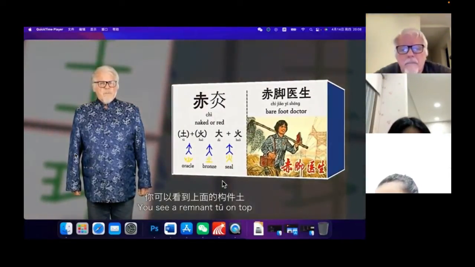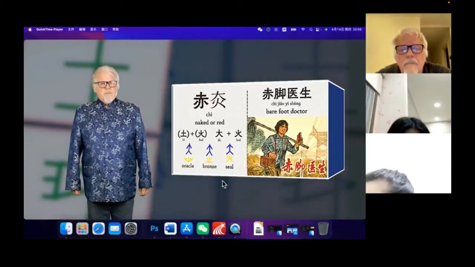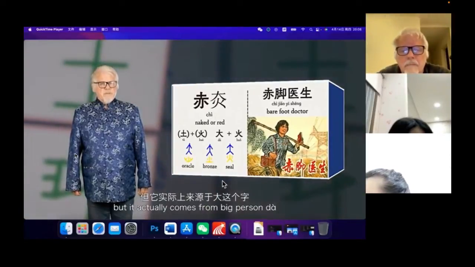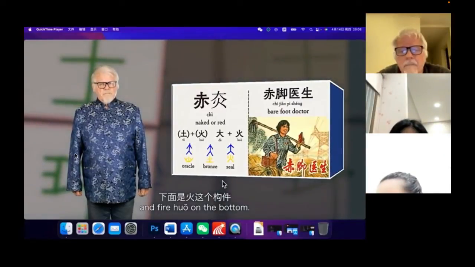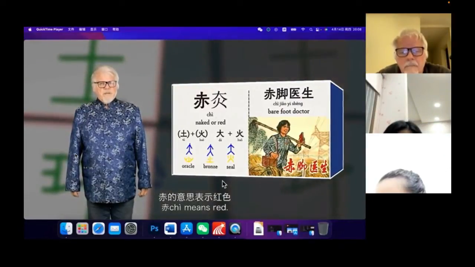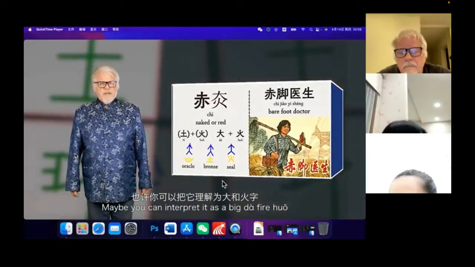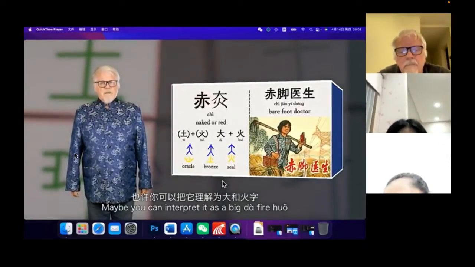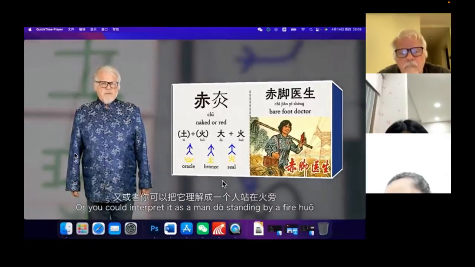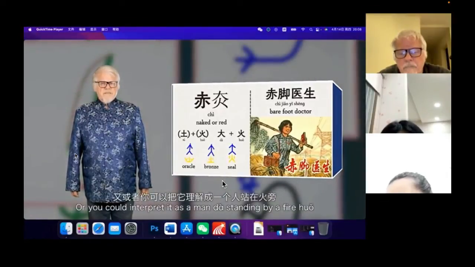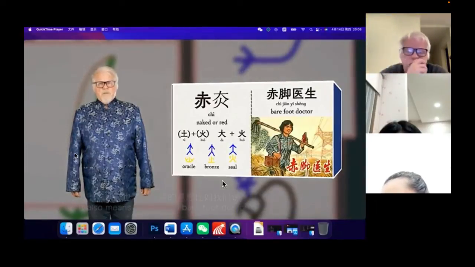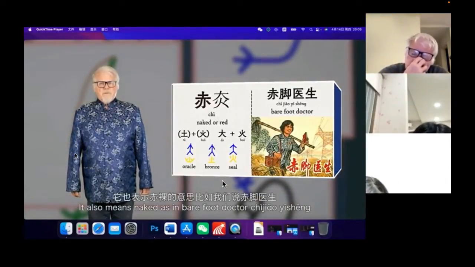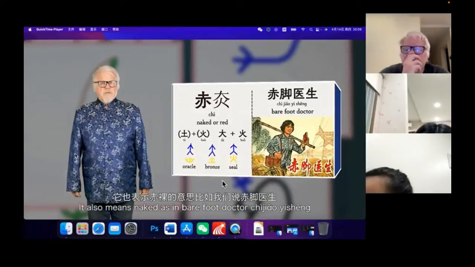You see a remnant tu on top, but it actually comes from a big person, da, and a fire, huo, on the bottom. Chi means red. Maybe you can interpret it as a big fire, or you could interpret it as a man, da, standing by a fire, huo. It also means naked, as in Barefoot Doctor or 赤脚医生.